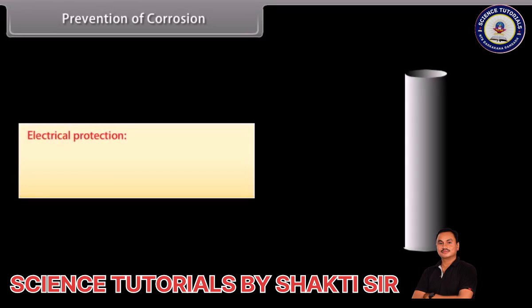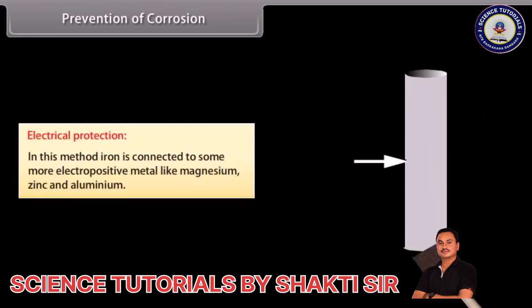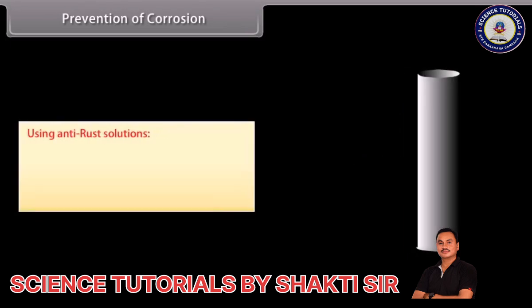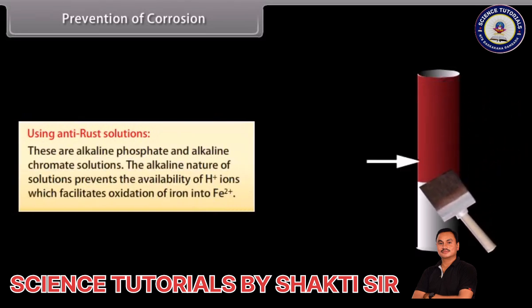Electrical protection. In this method, iron is connected to some more electropositive metal like magnesium, zinc and aluminium. Using anti-rust solutions. These are alkaline phosphate and alkaline chromate solutions. The alkaline nature of the solutions prevents the availability of H+ ions, which facilitates oxidation of iron into Fe+2.